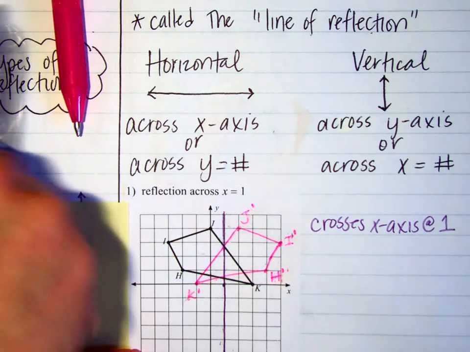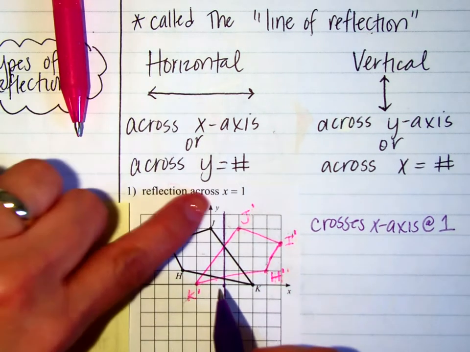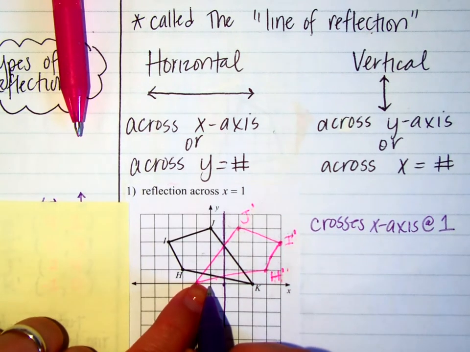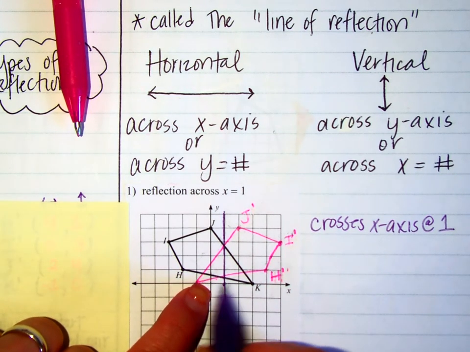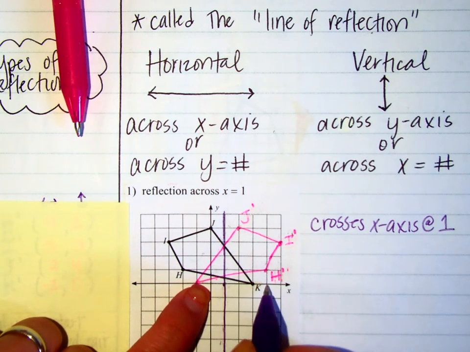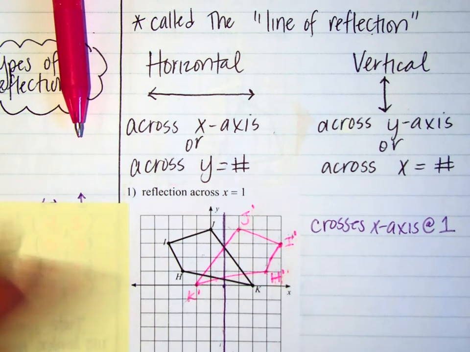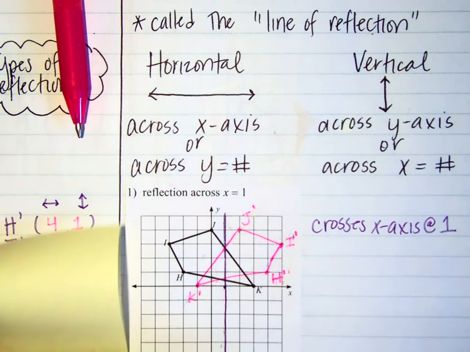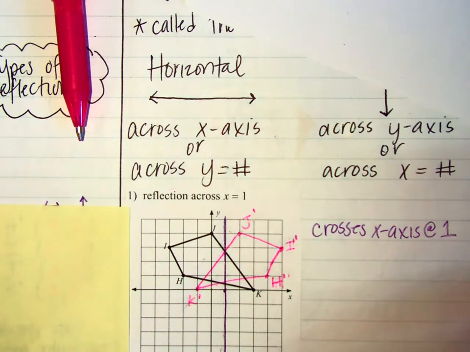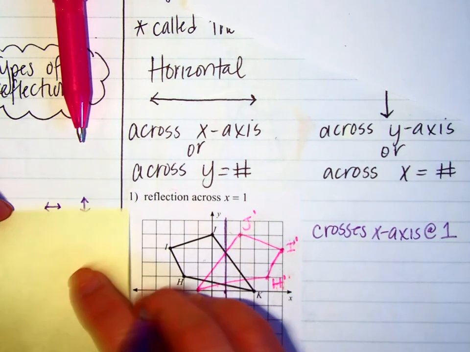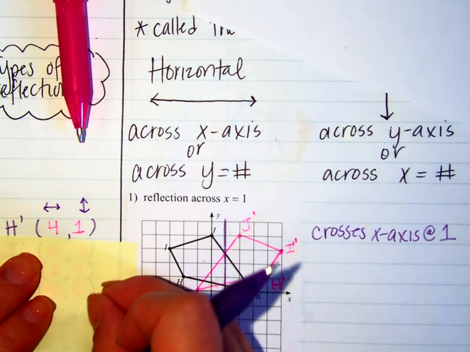Always start at the origin. So always look for where the x and the y axis cross. And from here, you have to find out how do we get to our coordinate. So how do we get from here to H prime? From here, we're going to count 1, 2, 3, 4 spaces to the right and 1 up. That means 4 to the right and 1 up.